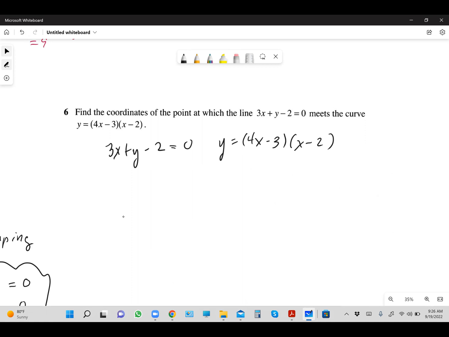So here we have 3x plus y minus 2 equals 0. I'm going to try to rewrite this into something more palatable. So here is y equals negative 3x plus 2. What form is that called again? Slope intercept form, right? Okay. So can I try to set these equal to each other right now? Maybe, to try and solve this?